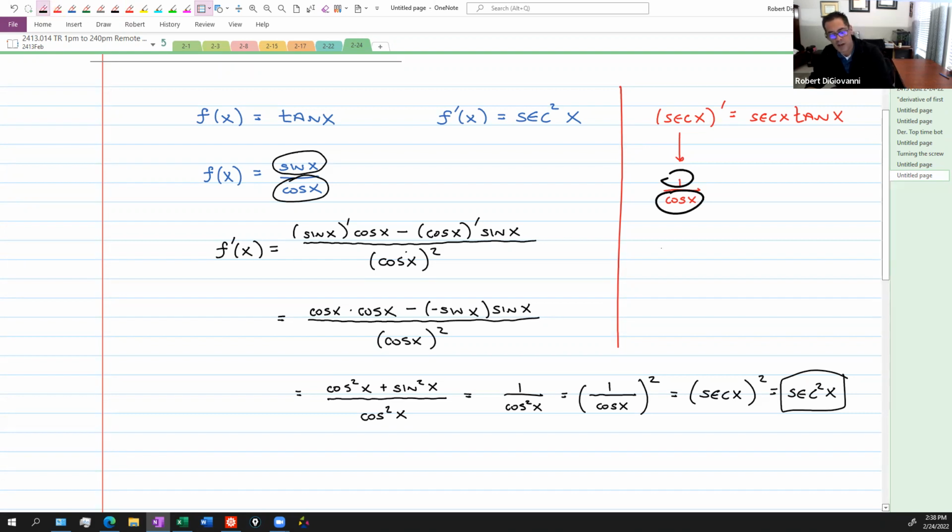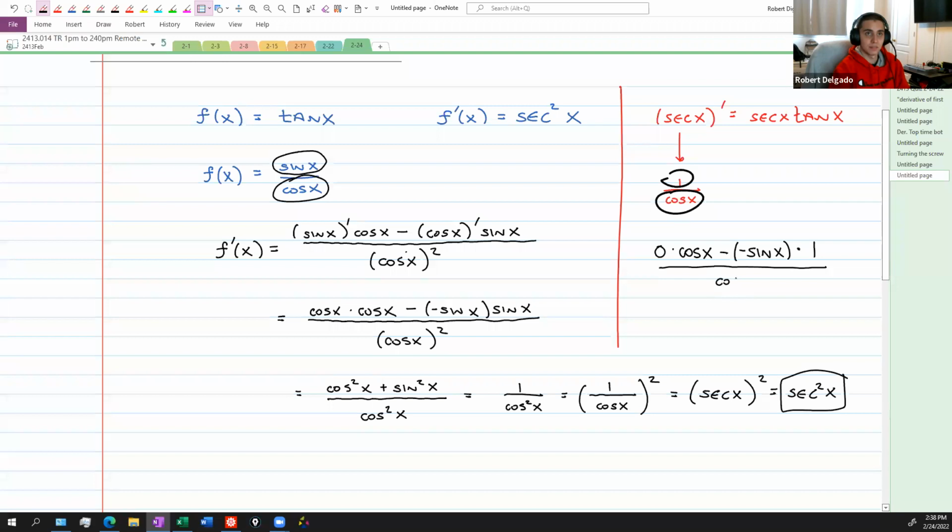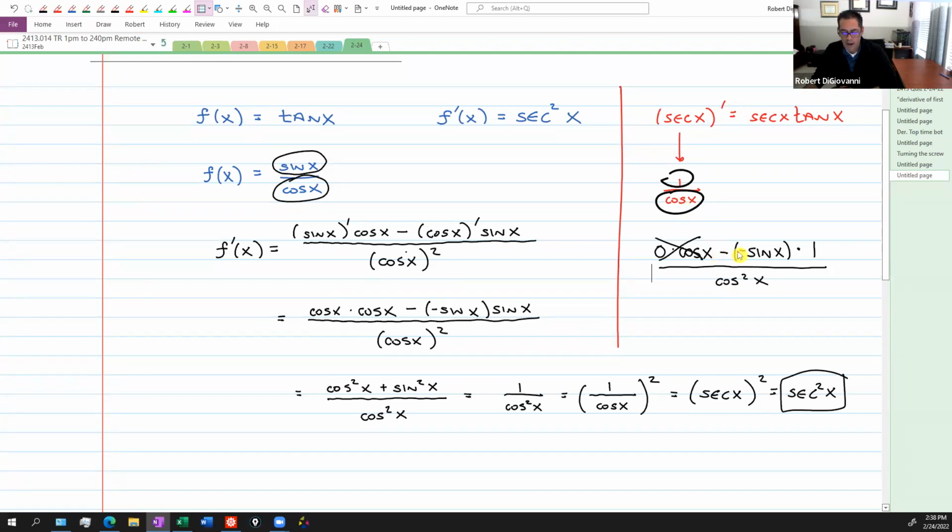So what would the derivative of the top be? 0. 0 times the bottom minus what's the derivative of the bottom? Negative sine. Negative sine times the top. What's the top? 1. 1 over the bottom squared. Y'all following that? That goes away. Minus minus becomes plus, so we wind up with sine x on top and cosine squared x on the bottom. So how in the hell is sine x over cosine squared x equal to this?